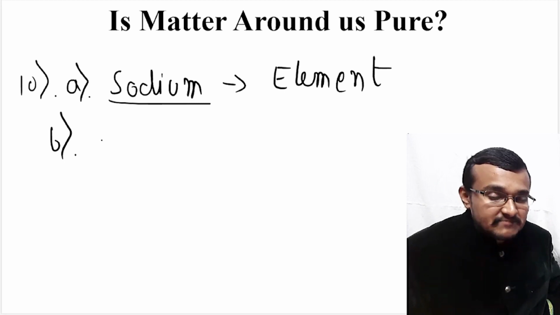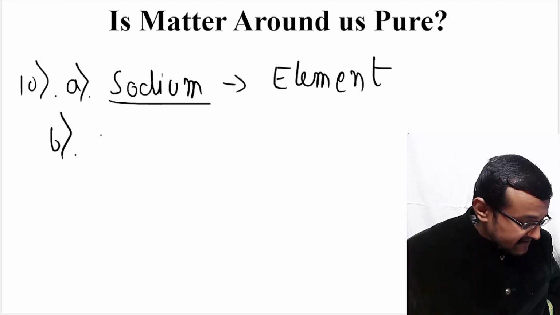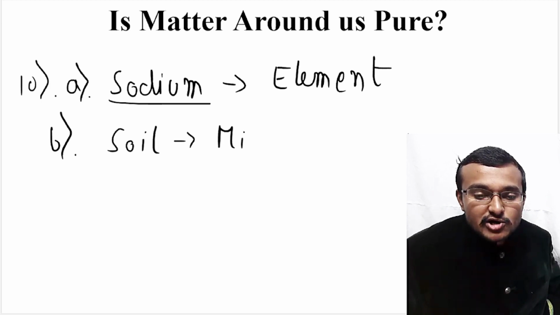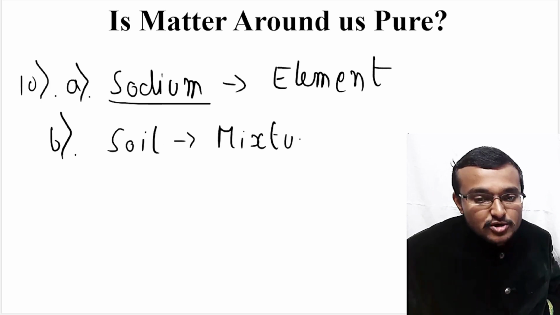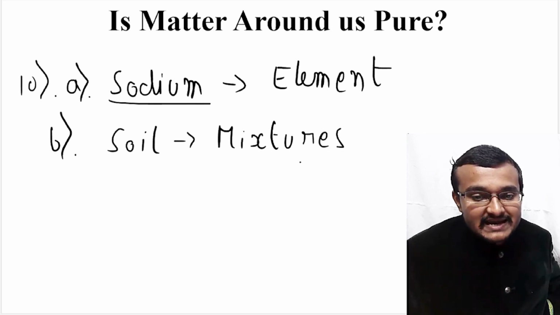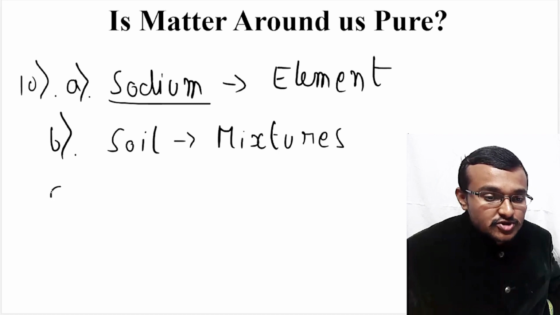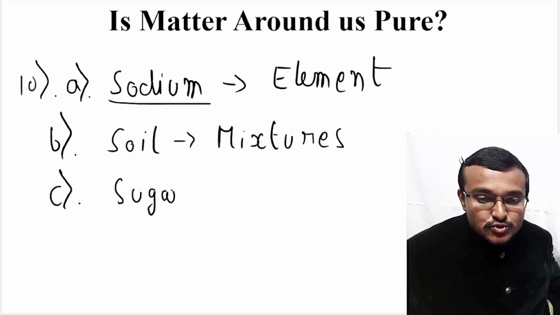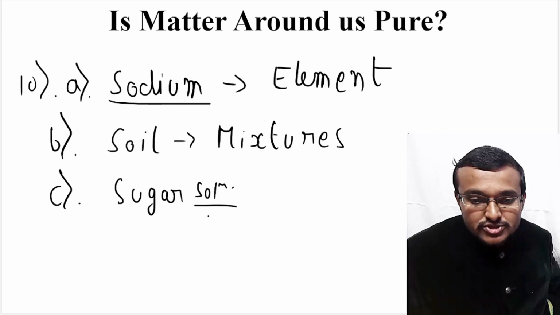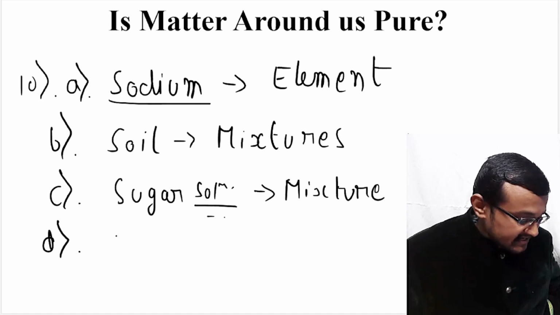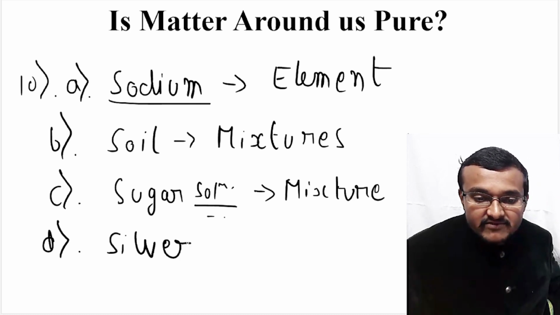Coming to the next substance in this particular 10th question, there they have given soil. So soil is an example for a mixture because a lot of elements or compounds are mixed together in this particular soil. So soil can be an example for a mixture. So now coming to the next substance, there they have given sugar solution. So sugar solution is also an example for a mixture. Coming to the D option, here they have given silver. Silver is an example for an element.